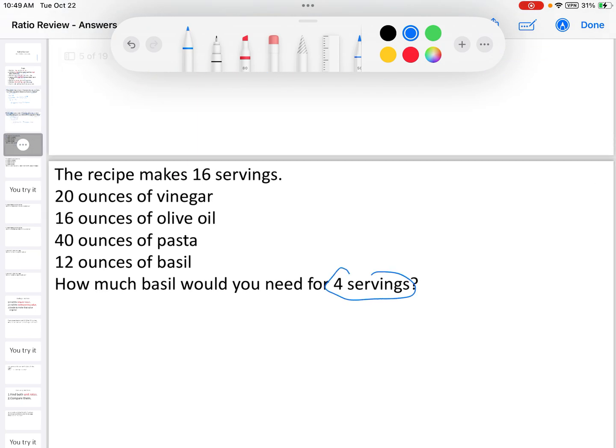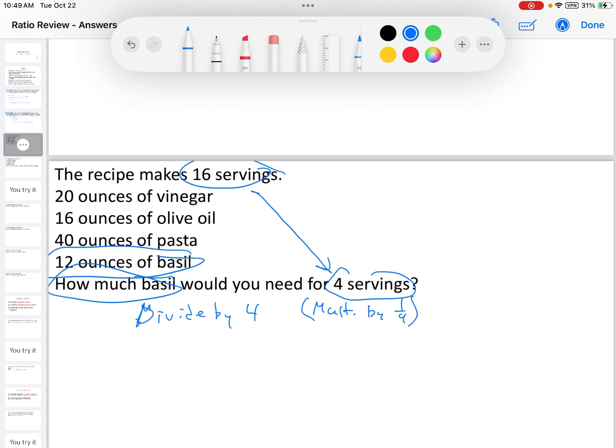All right. This says 4 servings. This says 16 servings. To go from 16 to 4, we are dividing by 4. So our scale factor is divide by 4. If you like your scale factor to always be multiplying, then we're multiplying by 1/4, which is the same as dividing by 4. Then it says how much basil. So we look up basil. It says 12. 12 divided by 4 is 3, and we answer our question: 3 ounces of basil for 4 servings.